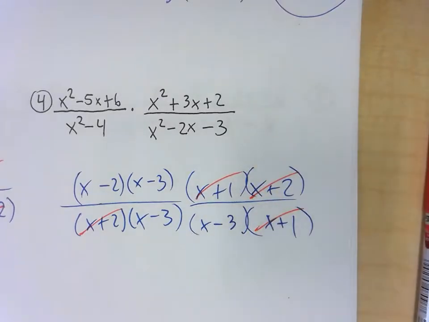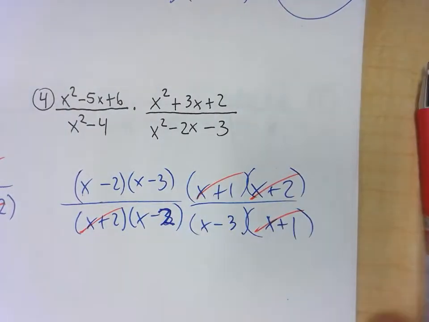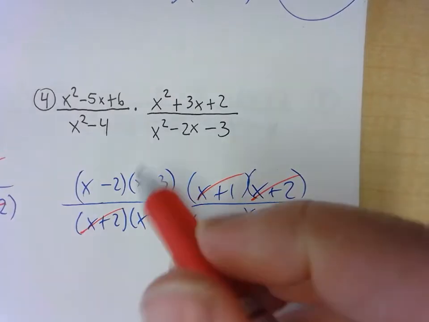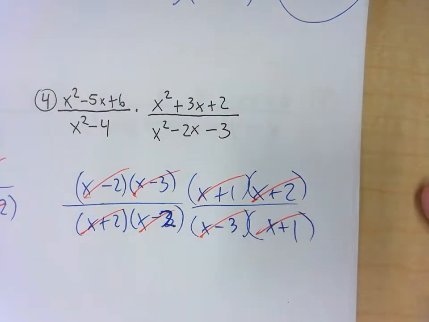Wait a second. x plus 2, x minus 2. That's a minus 2 there. I was going to say, weird. Hack, hack, hack, hack. So everything hacked away, but the answer is not nothing.